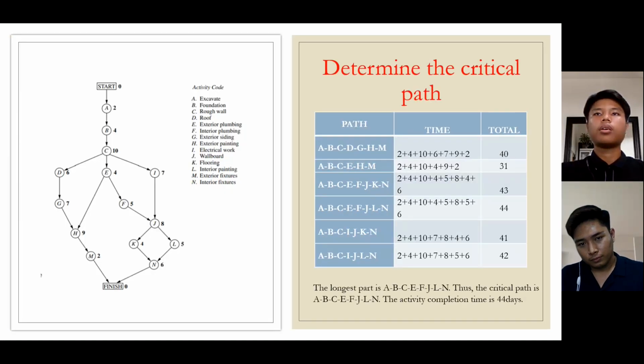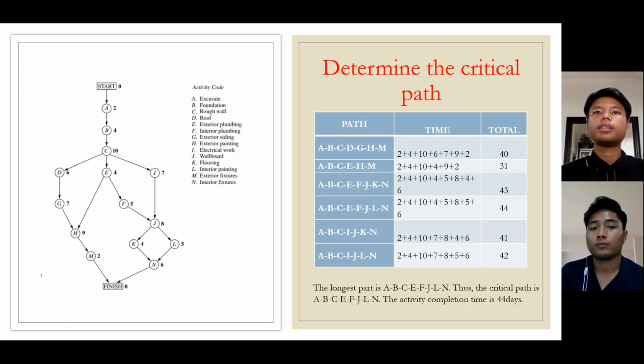So in this question, we will determine the critical path. In the table, we will see the paths we get, and we will identify 6. The total time for each path, we will add up, for example, A, B, C, D, G, H, M. We take the time from each activity and add it until we get the total, which is 40.